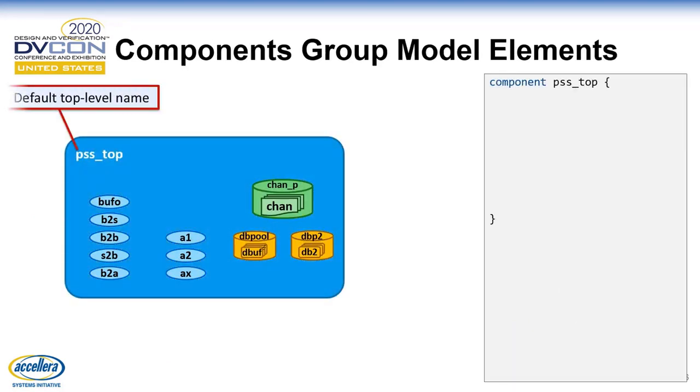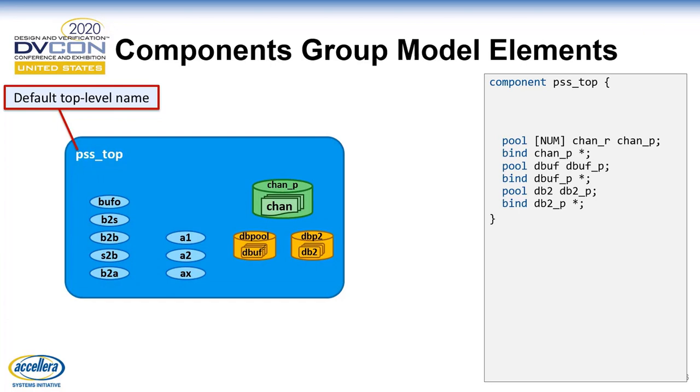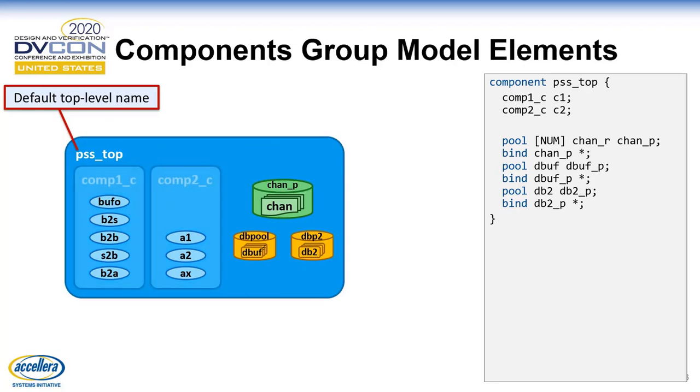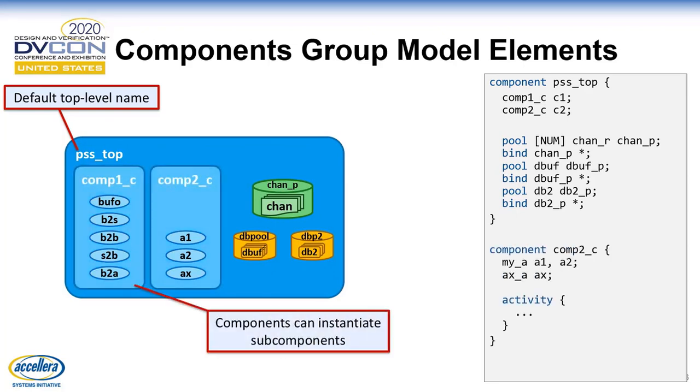Then once we have these pieces, we put them together in what we call components. So a component kind of models the different elements in your model. The top level name by default is PSS top. You can give it whatever name you want. You can have subcomponents. So we can group all the B stuff, the top half of the graph in one component and the A stuff in another.